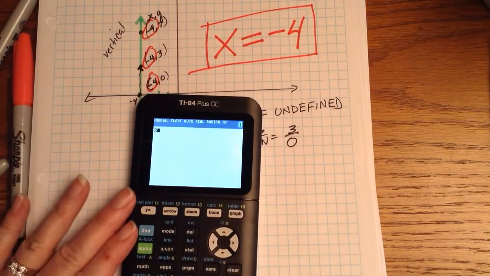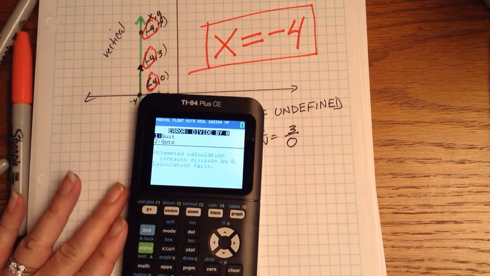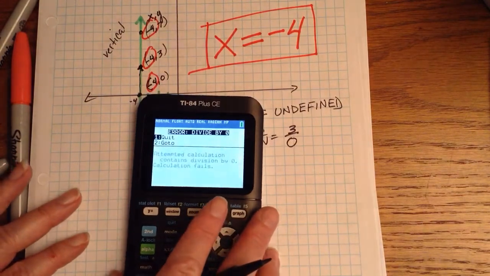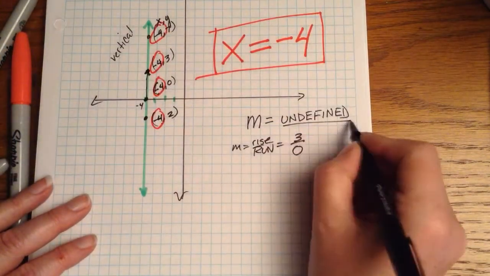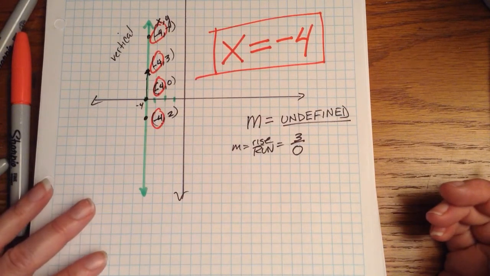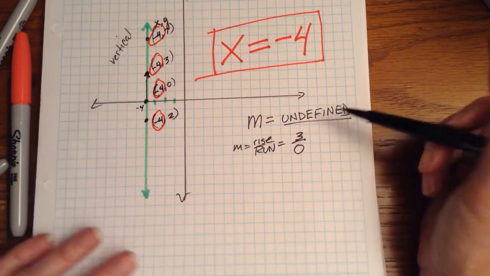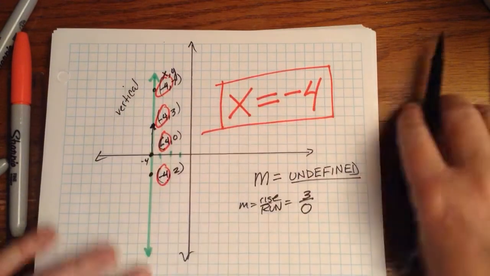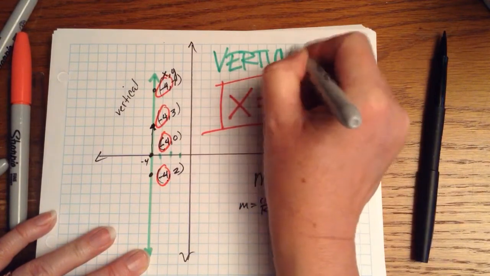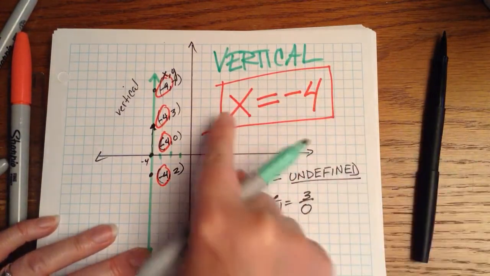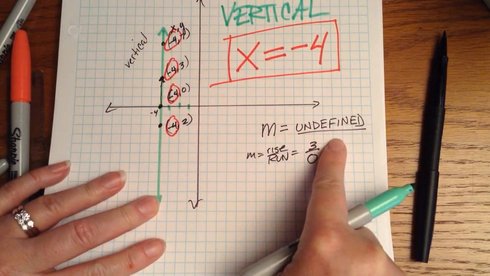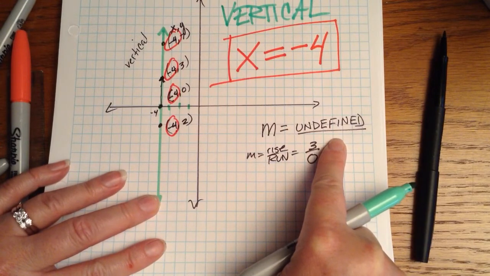Let's see. 3 divided by 0. Whoop, whoop. You just divided by 0. Undefined. You can't divide by 0. It makes no sense. So we need to know that with a vertical line, we should write that bigger. Vertical line. The equations are x equals a number, and the slopes are not 0. The slopes are undefined. Enjoy.